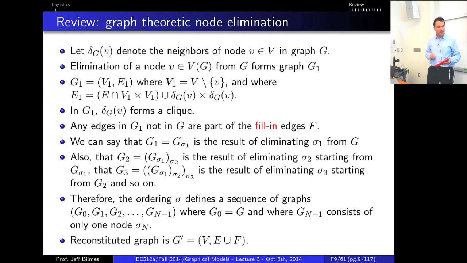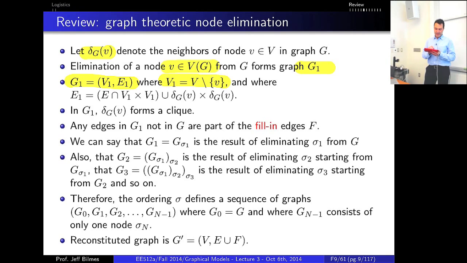And here's a slightly more formal description of the process of elimination. This was not from last time, but this is just a new slide. It uses a notation that says, let's say delta sub G of v correspond to the neighbors of v in the graph G. And when we eliminate a node v from the vertex set of graph G, we form a new graph G1. So what is G1? First of all, it consists of the vertex set V1 and the edge set E1. The vertex set is the original vertex set V without the vertex that we've just eliminated, lowercase v.